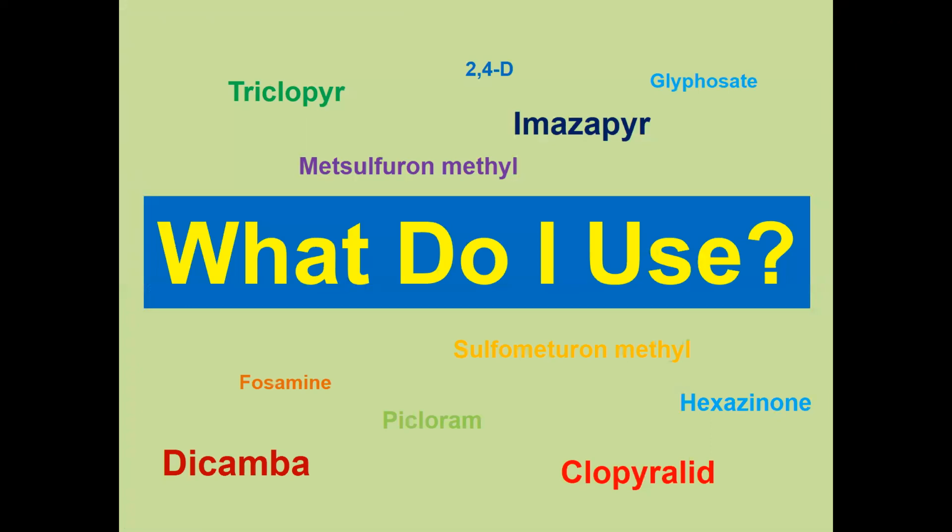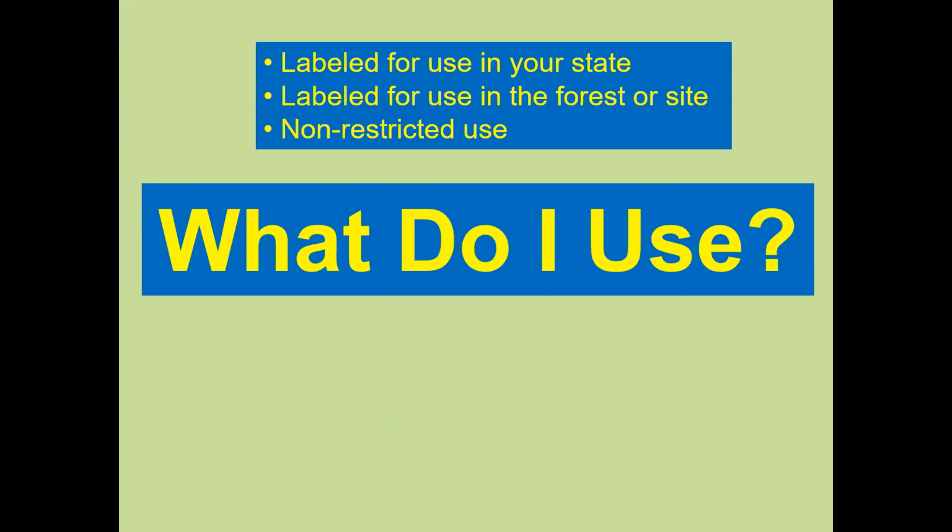So what do I use? There's lots of different products out there, and it can be quite overwhelming and intimidating even. But I will suggest that we look at things in this way. The first answer is that we want to use products that are labeled for use in your state. And I believe Peter sent out a list for New York, because New York does have some different restrictions on some products there. So you need to make sure it's labeled for use in your state.